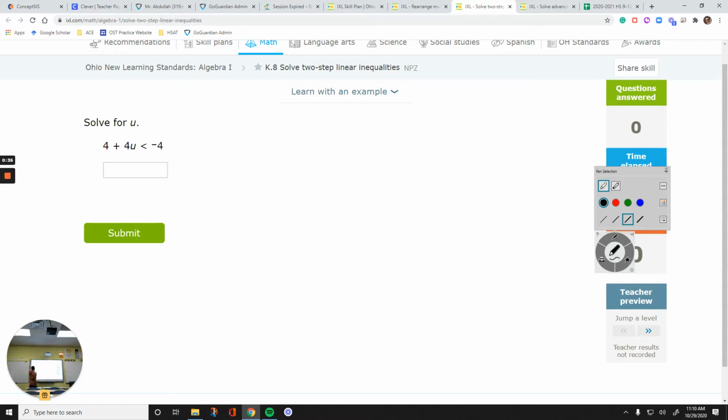So it says solve for u. So you need to know what side that variable is and then get rid of everything else from that side. So I'm rewriting my inequality. 4u + 4 is less than -4. U is on the left side of my inequality. Start from the furthest term, get rid of that. And then see what you need to do to get the u all by itself.